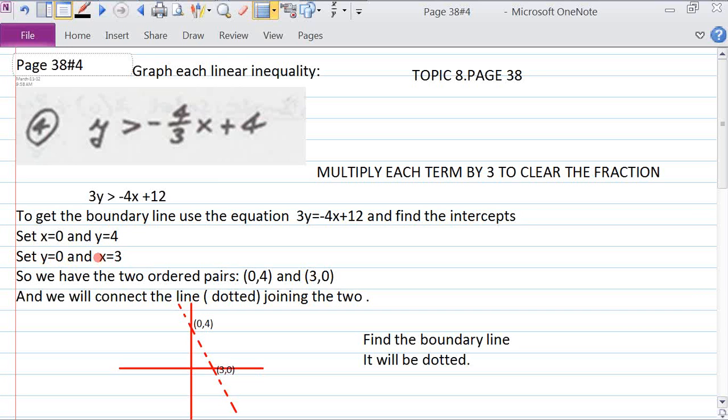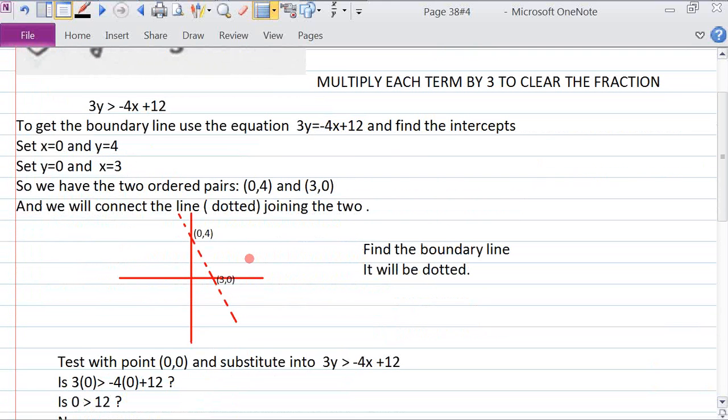So we now have two ordered pairs. One of the ordered pairs is 0, 4, which is one of the intercepts. And the other ordered pair is the other intercept, which is 3, 0. So now we set up the graph. Here's the y-intercept right here, 0, 4. Remember, we set x equal to 0 to find the y-intercept. And then we have the other intercept, which is 3, 0, which is over here. Now, since we have 2 points, we connect them with a straight line.